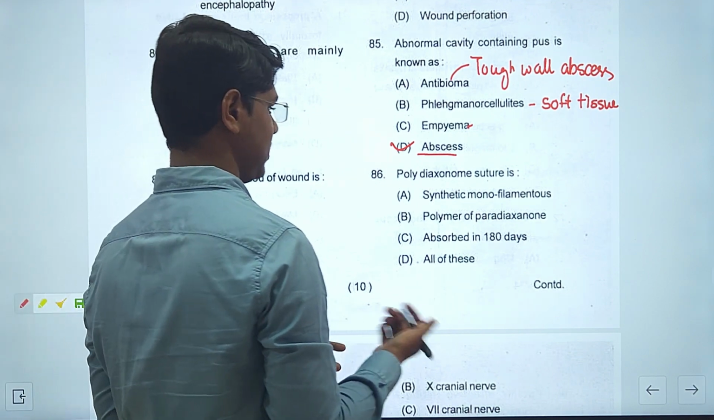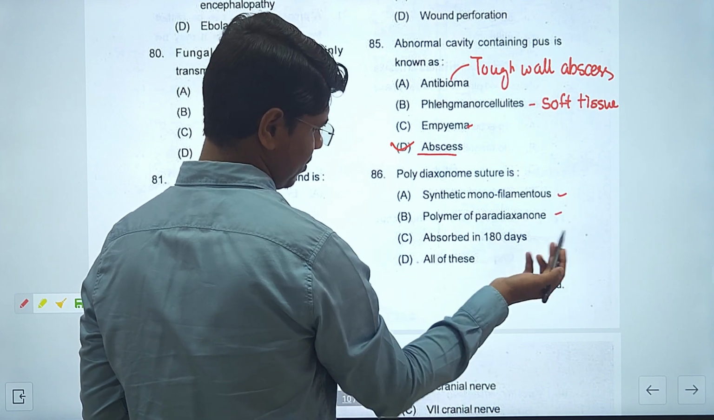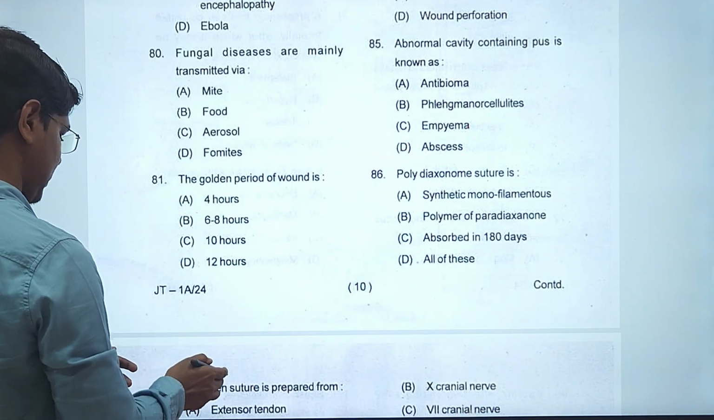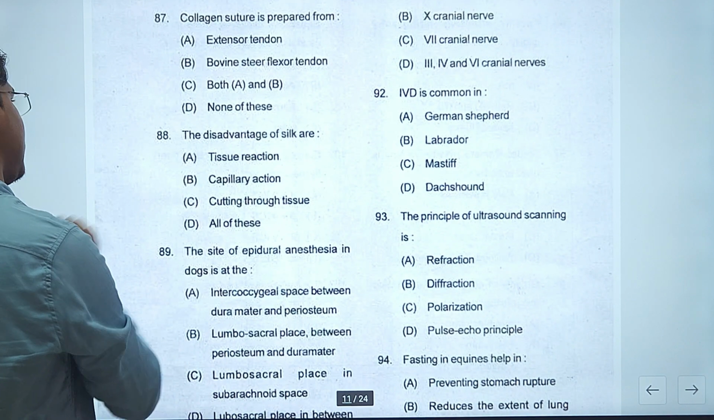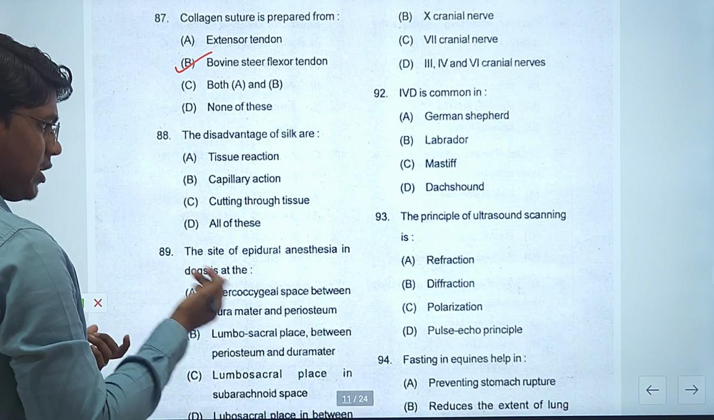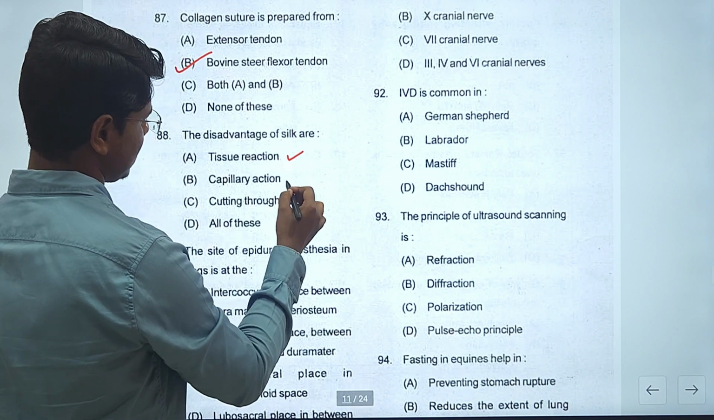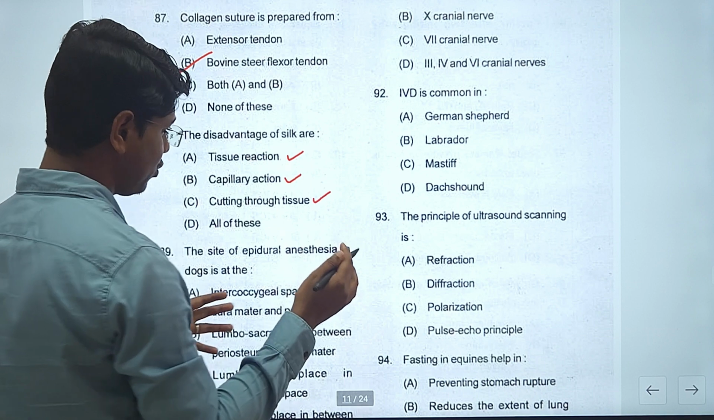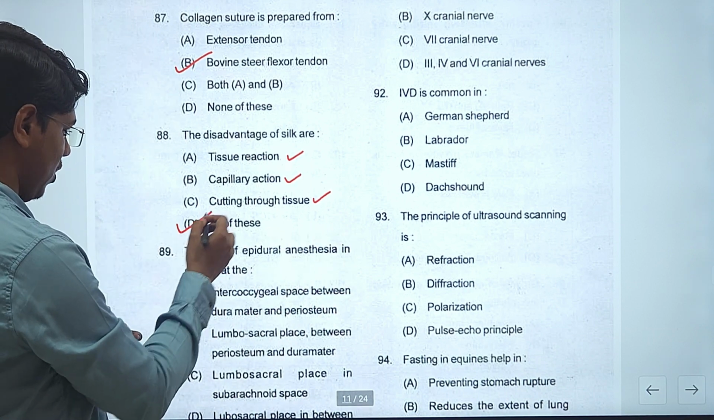Polydiaxanone suture is synthetic monofilament, yes. Polymer of paradioxanone, that is why polydioxanone. Absorbed in 180 days, answer is all of this. Next question, collagen suture is prepared from flexor tendon, bovine steer flexor tendon. The disadvantages of silk are there will be tissue reaction compared to polyamide. Capillary action, yes, all the multifilament sutures have some capillary action. Cutting through tissue compared to monofilament, they cut more because of braided appearance. Okay, the answer is all of these.